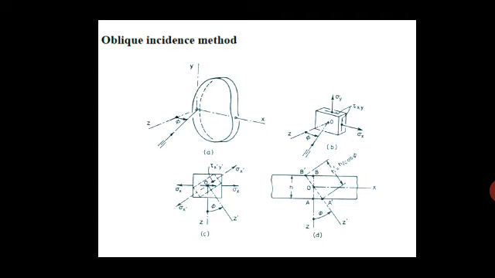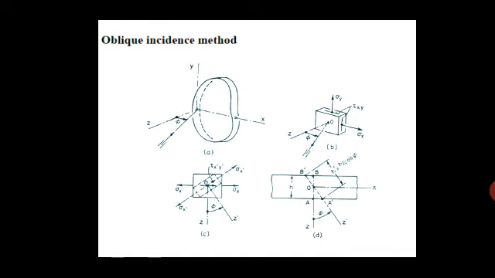The third method is the oblique incident method. So far, the incident ray in the previous methods we have assumed to be normal to the face of the model. But if the incidence is not normal, then it is said to be an oblique incidence. Now, in this sketch, you can observe a two-dimensional body which has been tilted by an angle of phi to the ray which is passing through the member.